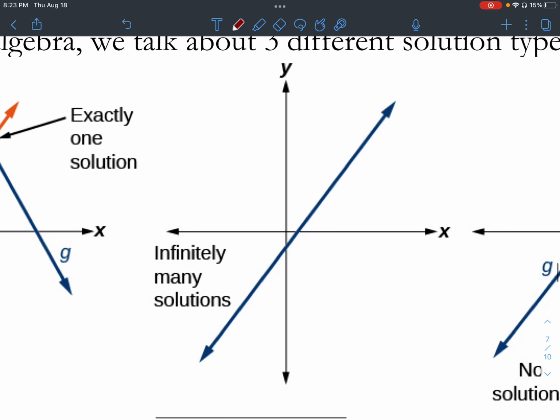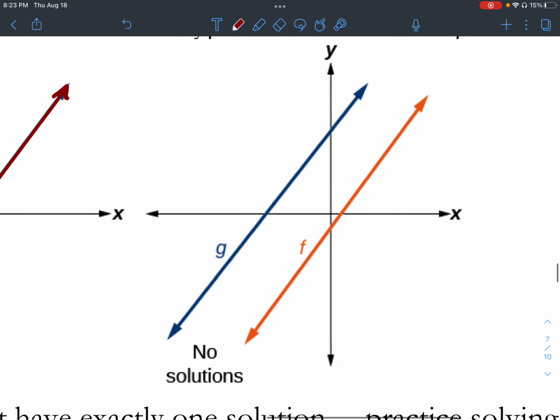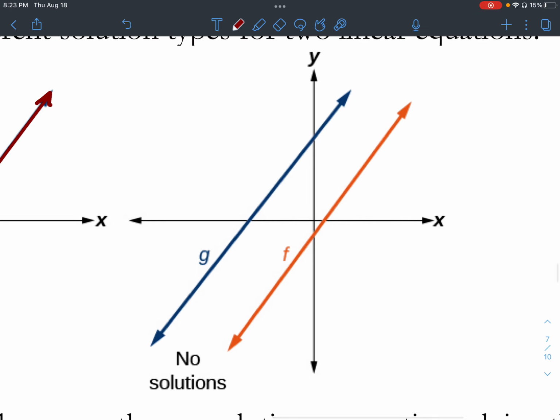There are infinitely many solutions when this is actually two lines sitting right on top of each other, which means they're always touching, which means every single point on that line is a correct answer. And then there's the case where we don't have any answers. These two lines right here will never cross, they're parallel.